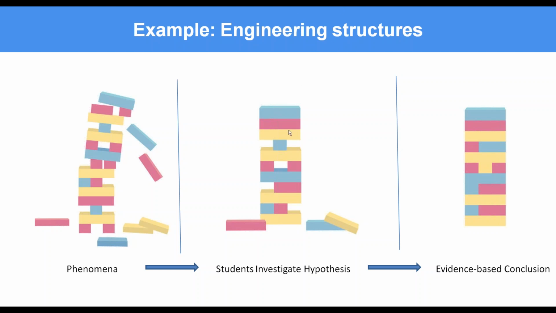So an example in engineering structures is this kind of Jenga situation where you could look at a structure and say, look at it, it's falling apart. I wonder why that is. I believe it's for this reason. Let's attempt that, put that opinion to the test, and as a result, take the evidence, form a conclusion that helps us to reflect back on why that phenomena occurred the way that it did in the very beginning.